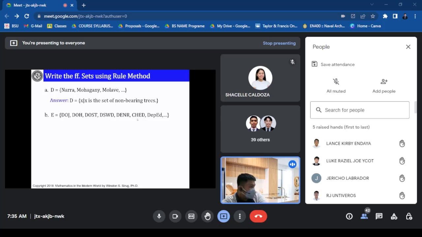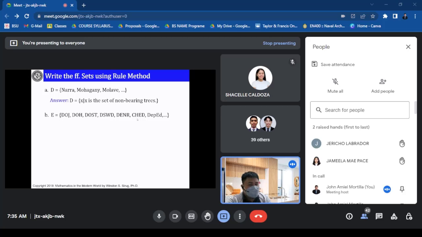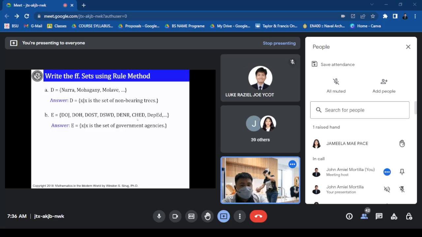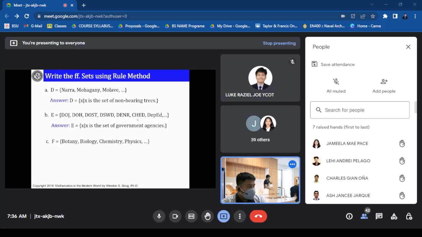Okay, so letter E. So we have, okay, Luke. Ngayon lang kita. Sige, what is letter E? E is equals to X such that X is a set of government agencies po. Okay, so X such that X is the set of government agencies. Okay, so letter F.